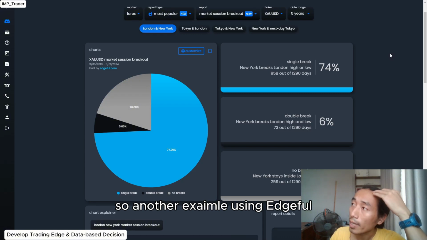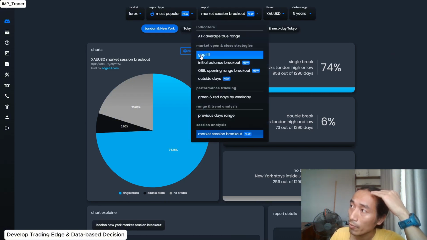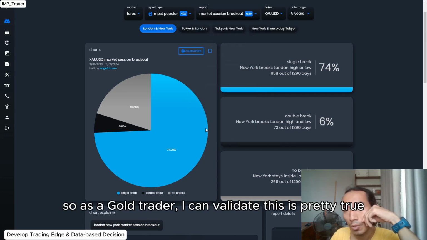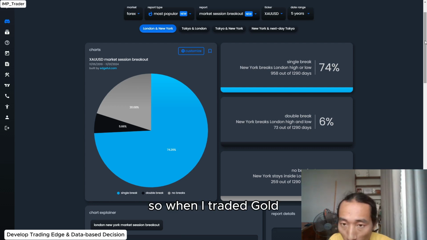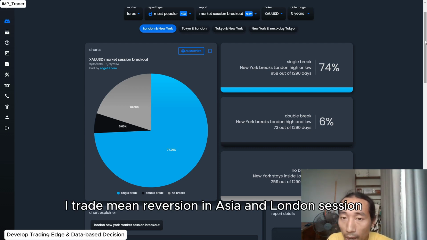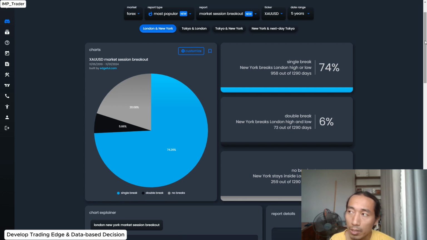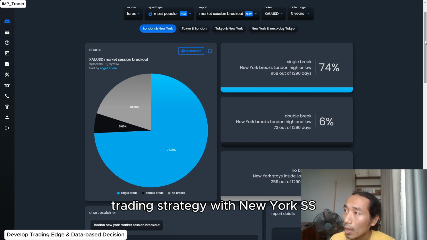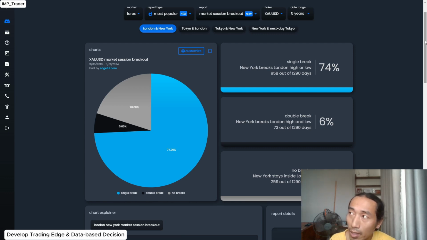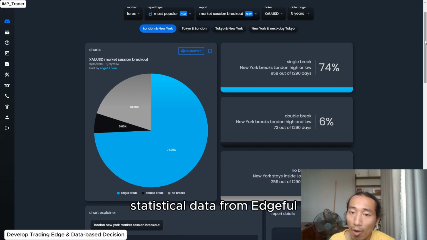Another example, using S4, I'm going to go to the data field. Now I select this mega section breakout. As a Gold trader, I can validate this pretty well. When I trade Gold, I trade mean reversion in the Asia and London session, but I trade trend following, or a high risk reward trading strategy, with the New York session. So when I see this statistical data from Apple, I know that it's true.